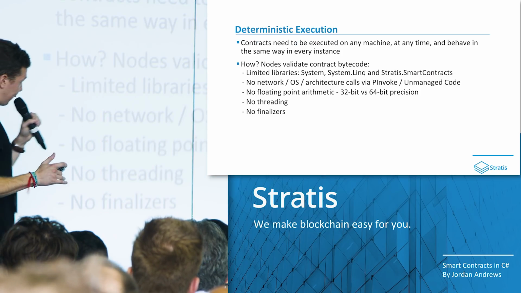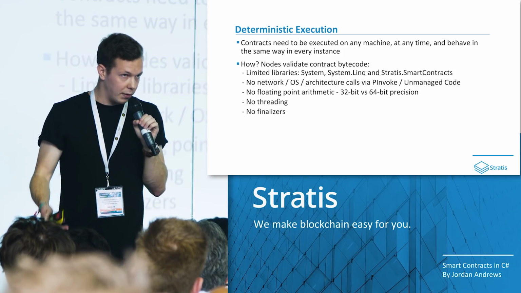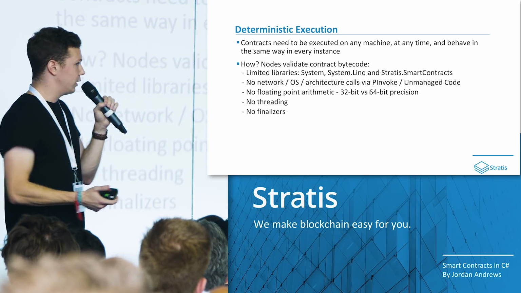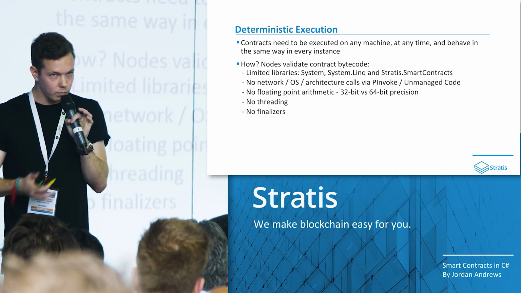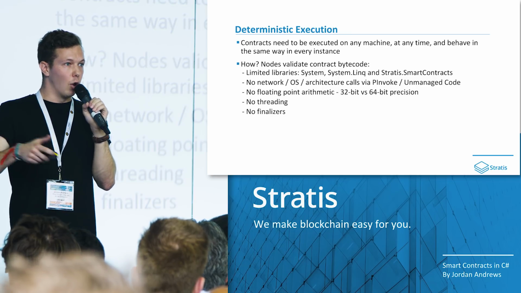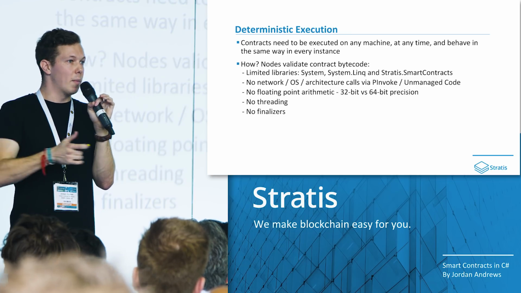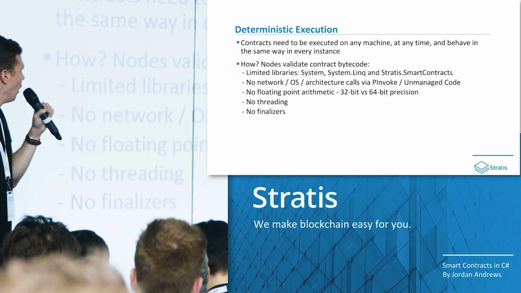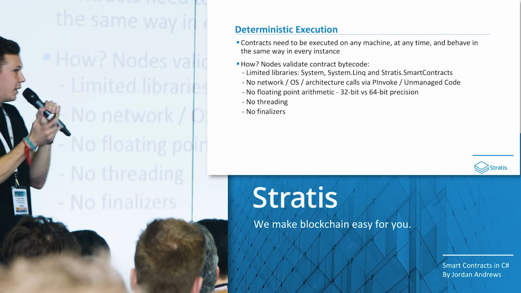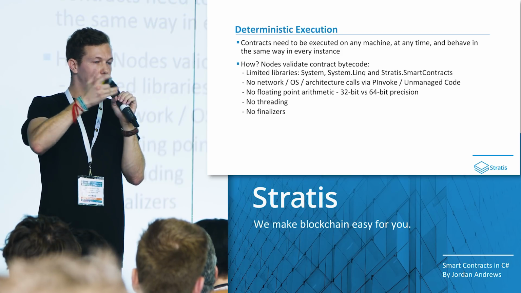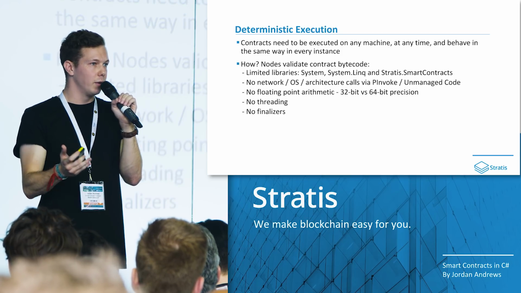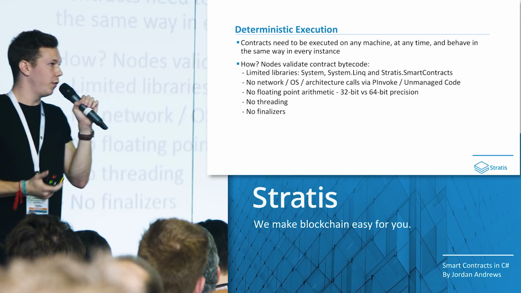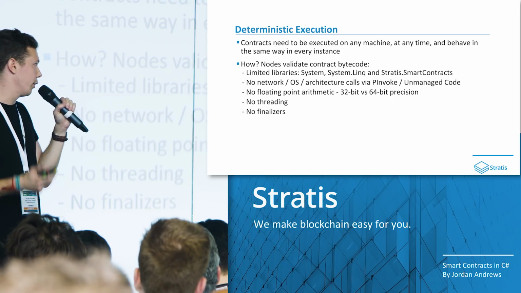So some of those tougher problems, just to touch on how we fix them. Deterministic execution. It's this idea that given the same input, nodes always have to return the same output, no matter where they are in the world, no matter the architecture of the machine, and so on. So what we do is we validate the code that is deployed on chain at the instruction level. So byte by byte, we ensure that certain criteria are met for every contract.